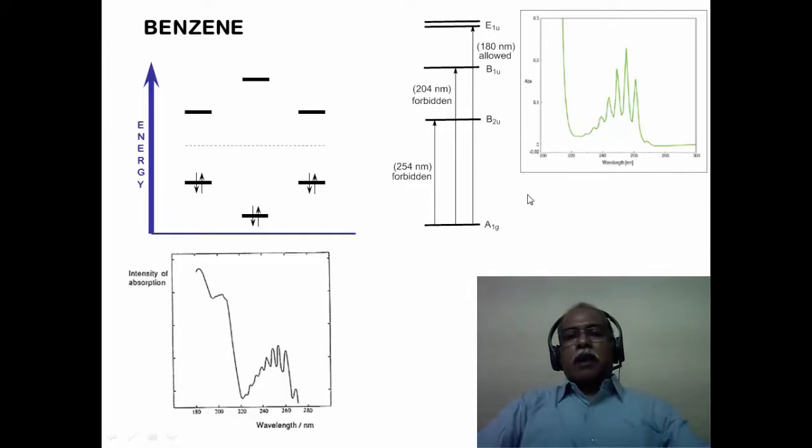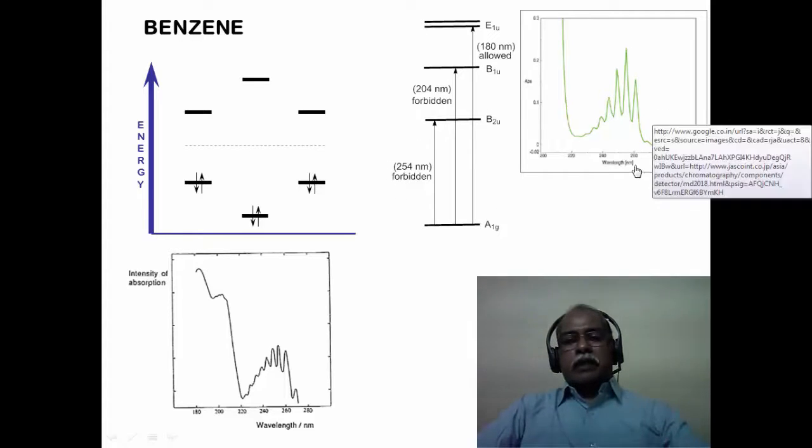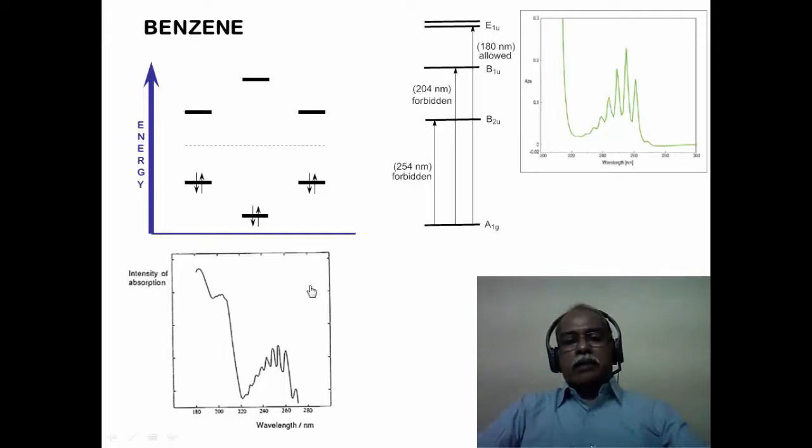All of them correspond to pi star. Some of them are symmetry forbidden and some of them are allowed. The 180 nanometer is the most intense transition, which is a symmetry allowed transition, whereas the 204 nanometer and 254 nanometer are forbidden in nature. So the forbiddenness essentially causes the decrease in the intensity of that particular transition in the benzenoid compounds.